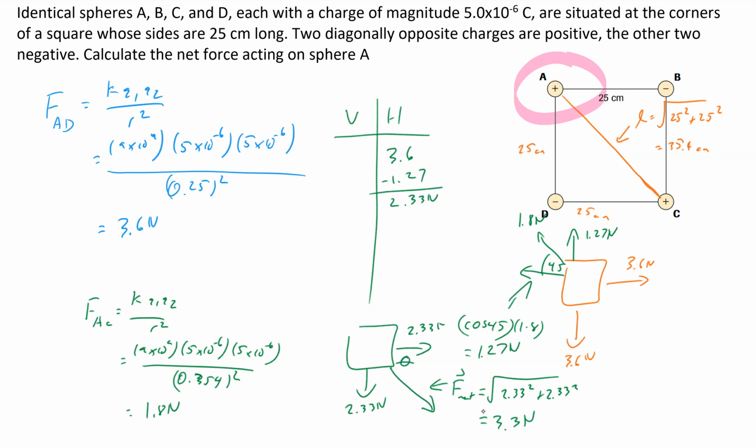And normally I'd have to use tan here to figure out the angle. But since both the vertical and horizontal components are the same force, we know it has to be a 45 degree angle.